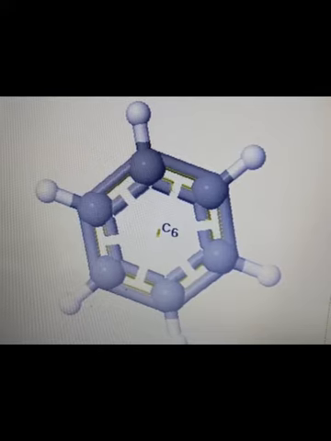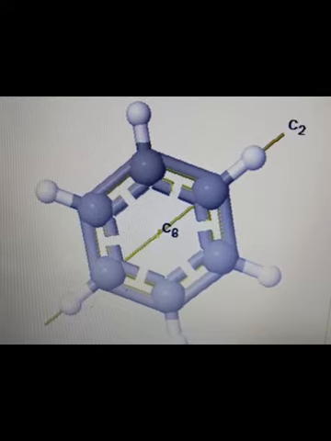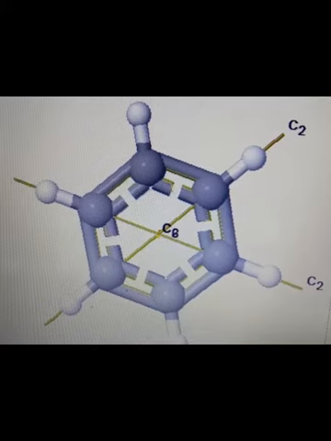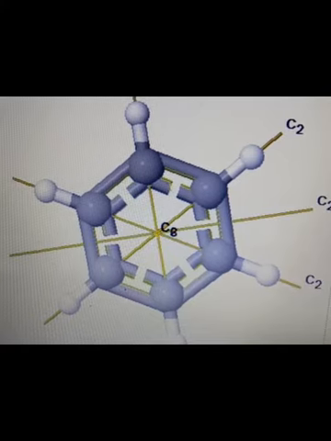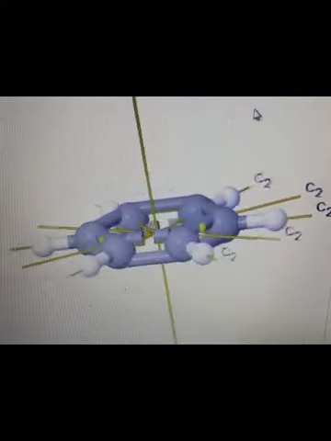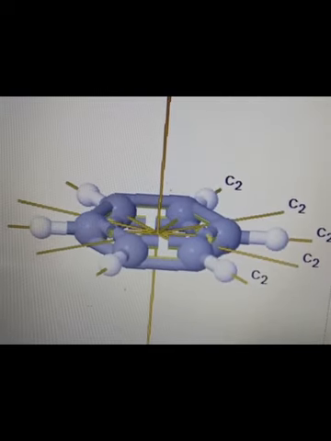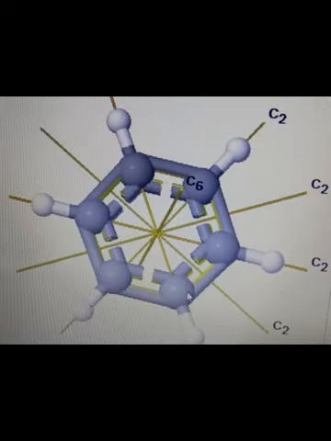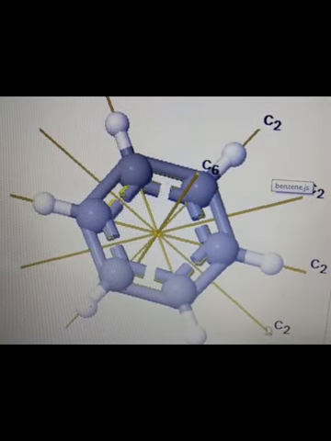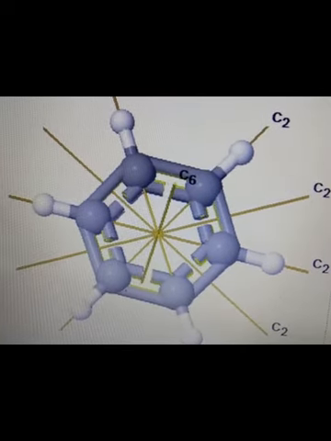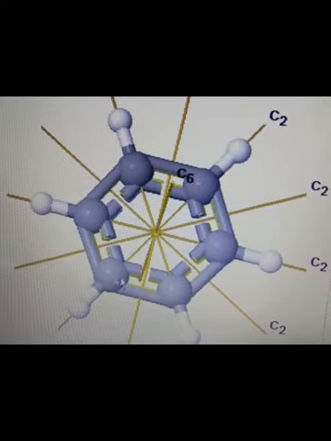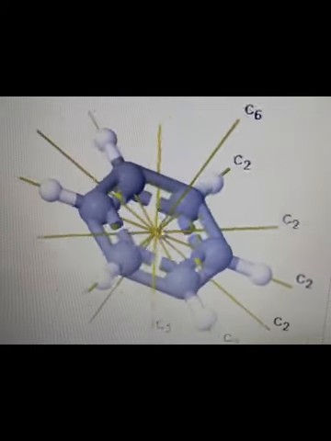And it has C2s perpendicular. How many C2s? 6 C2s perpendicular to it. So these are the 6. This is a C2, and it has 6 C2s: 1, 2, 3, 4, 5, and another C2 is also there, which are perpendicular to the principal axis of symmetry.